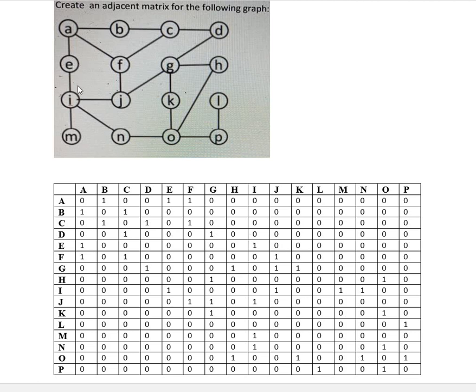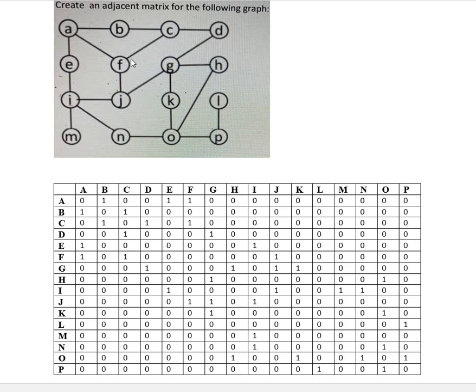E has 2, 1 to A and 1 to I. There it is, a 1 there. Down here, a 1. Come over here, going across, 1 is at A and 1 is at I, and all the other spaces are 0.